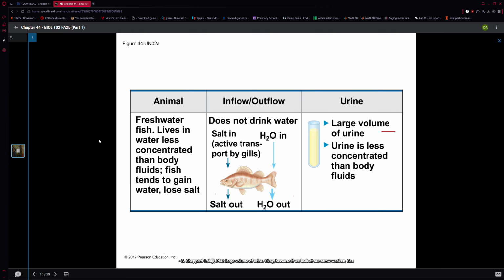Because if we look at our arrow, we can see that the width of the arrow is a little bit broader, comparatively speaking, to the other arrows. So we have a large volume of urine, which essentially means a large amount of water is leaving. And this urine is less concentrated than the body fluids.